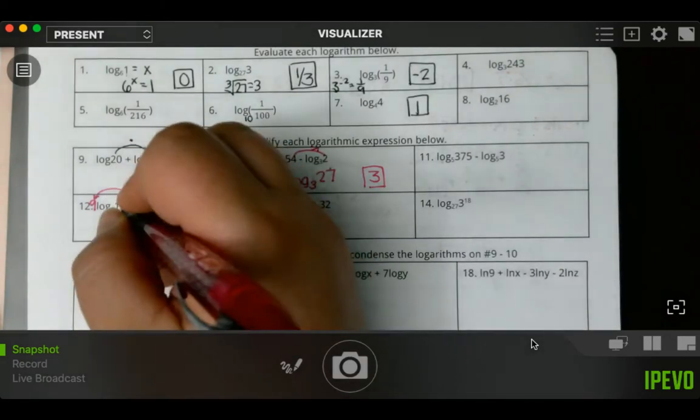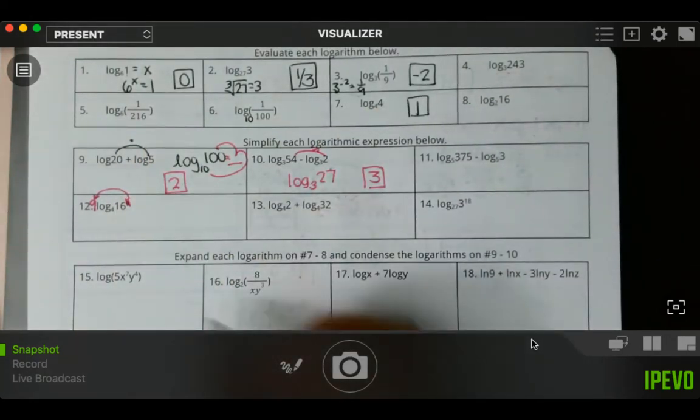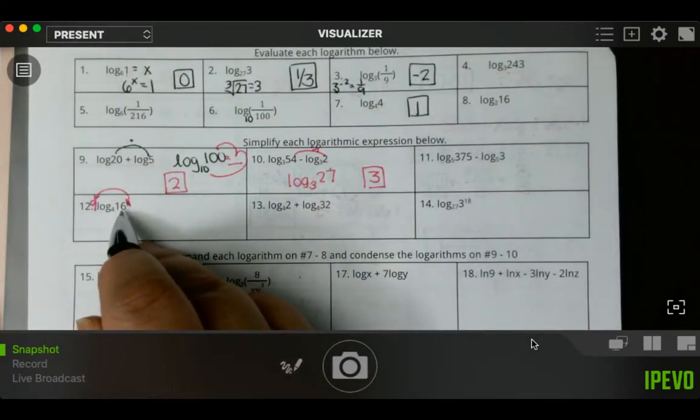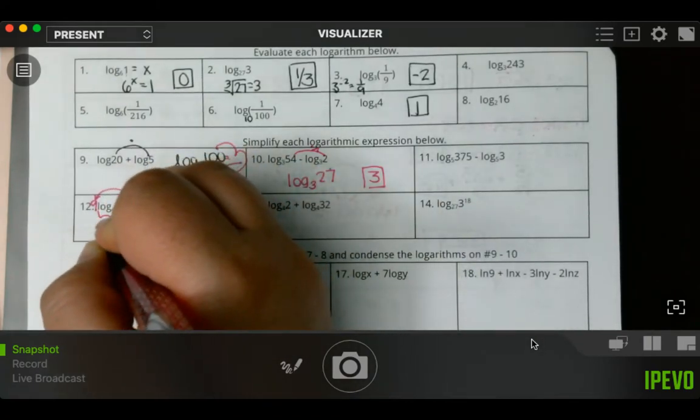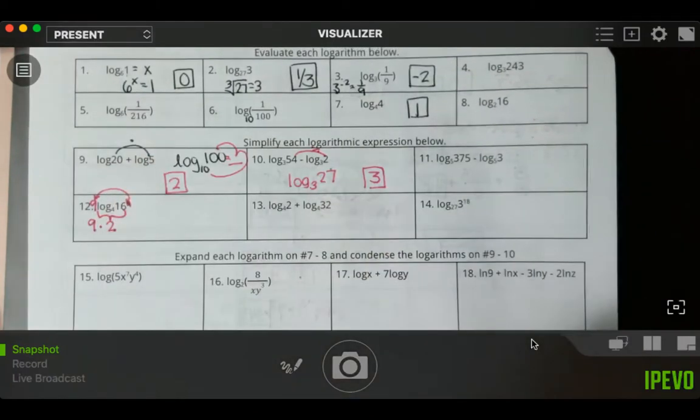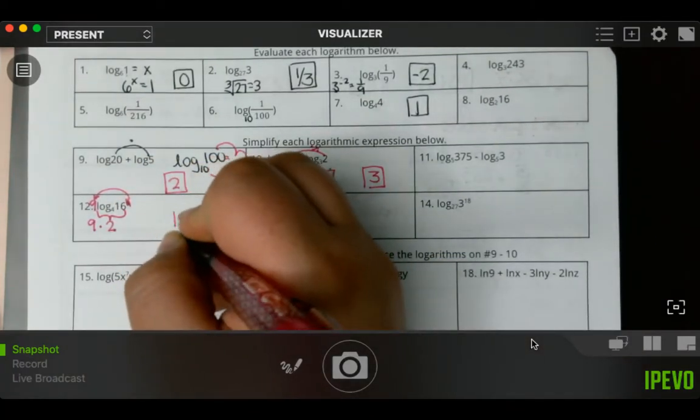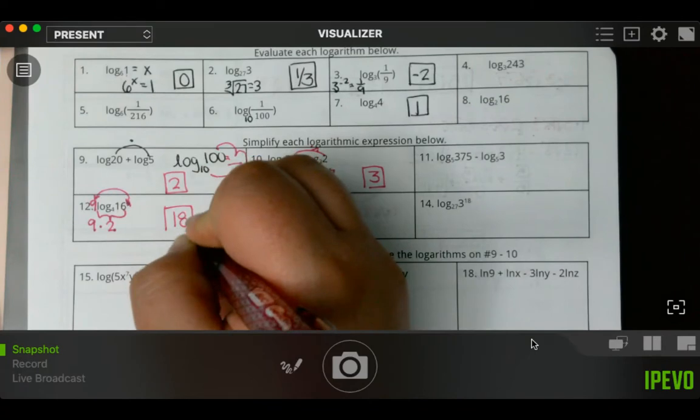How does that help you? Well, now you can do log base 4 of 16. What power of 4 is 16? 2. There's still that 9 out front because it's getting multiplied. So your final answer here would be 18.